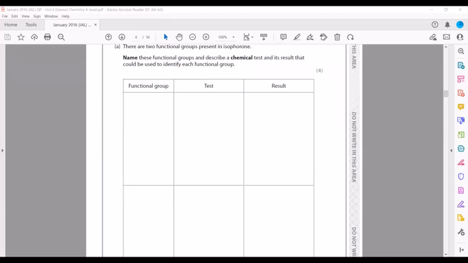For carbonyl, we can use 2,4-dinitrophenylhydrazine, and for alkene, we can use bromine. For C double bonded C, I'm just saving time by writing the formula, but you have to write the names, carbonyl and alkene. The test will be bromine water, and here we'll have 2,4-dinitrophenylhydrazine. If I'm using bromine water, it will change from brown to colorless. And the other will give an orange PPT.